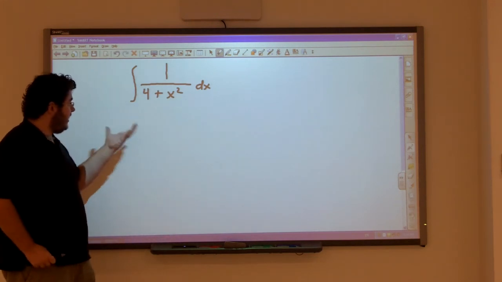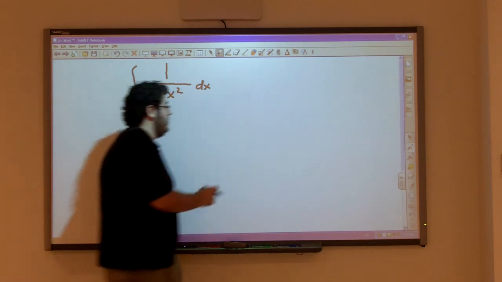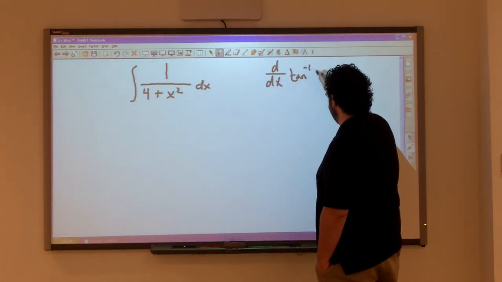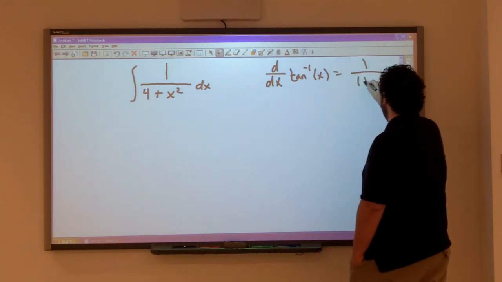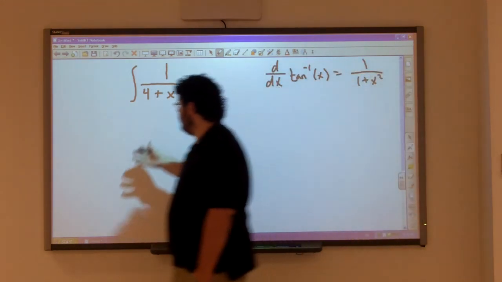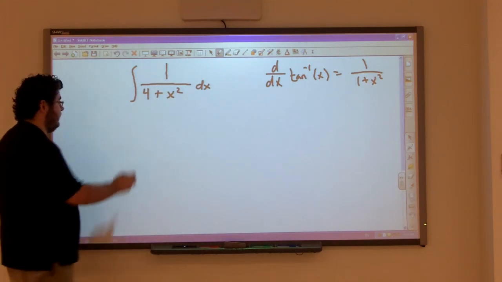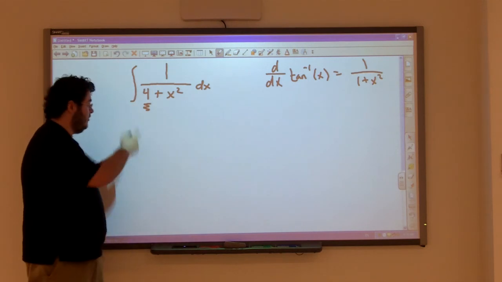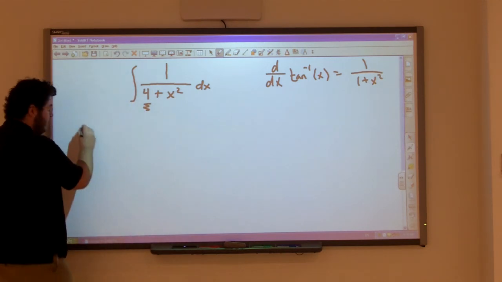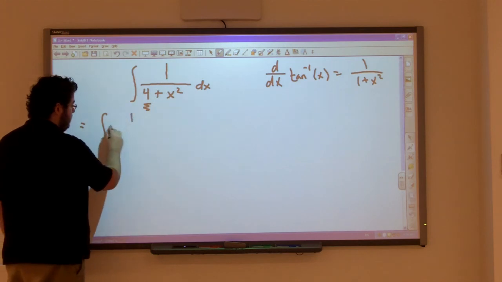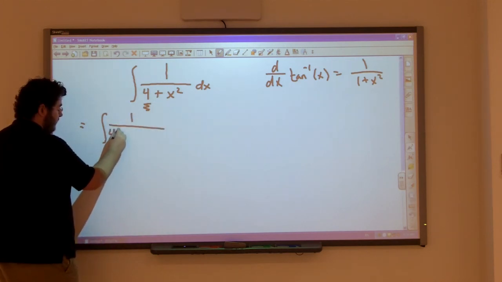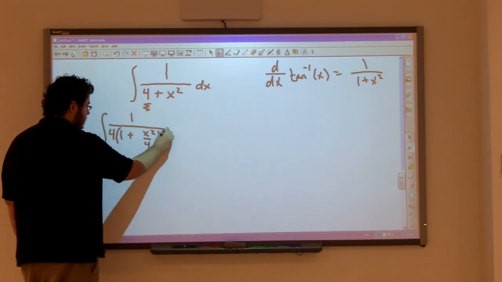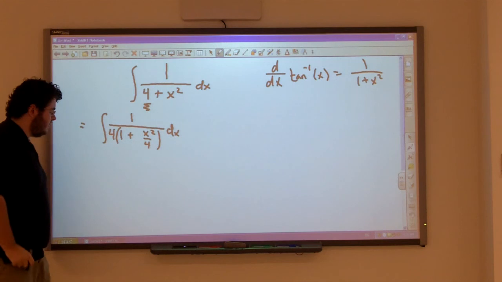Well, the reason is this kind of looks like it should be an arctangent, because remember, the derivative of the inverse tangent of x is 1 over 1 plus x squared. So this kind of looks like that. However, we have a 4 here. So what do we do with that? Well, in order to do this, we really want there to be a 1 right here. So the way we get around this is we say this is really 1 over, let's factor out a 4, so that's a 1 plus x squared over 4 dx.